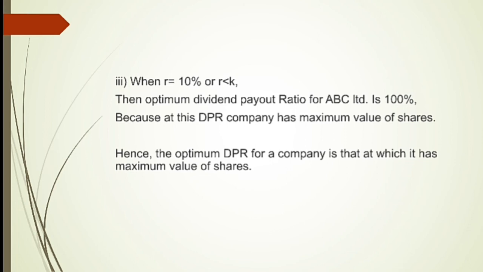So this is all about the complex problem based on the Gordon model of dividend policy. I really hope the concept is clear in your mind, how to provide a conclusion for all the categories related to growth firm, declining firm or normal firm. And you have to remember one more thing: the optimum dividend payout ratio for a company is the one at which the company has the maximum value of share.